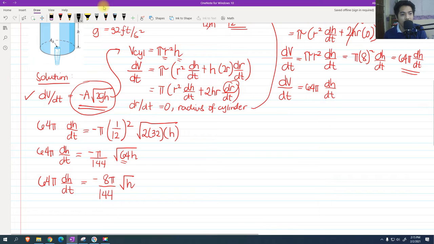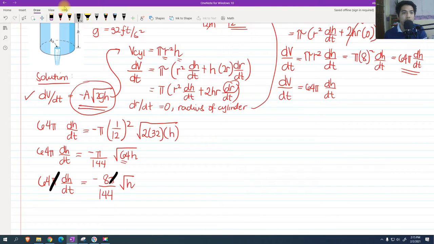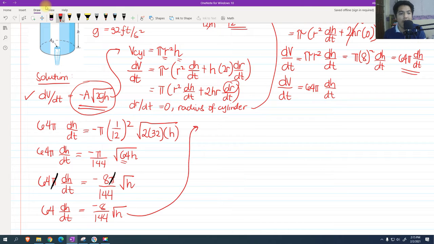As we all know, we can cancel the pi, because once we divide both sides by pi it would be canceled. Let me rewrite this. So if I'm going to simplify, 64 dh over dt equals negative 8 over 144 square root of h. If I divide both sides by 64, this would happen: negative 8 over 64 times 144 square root of h.